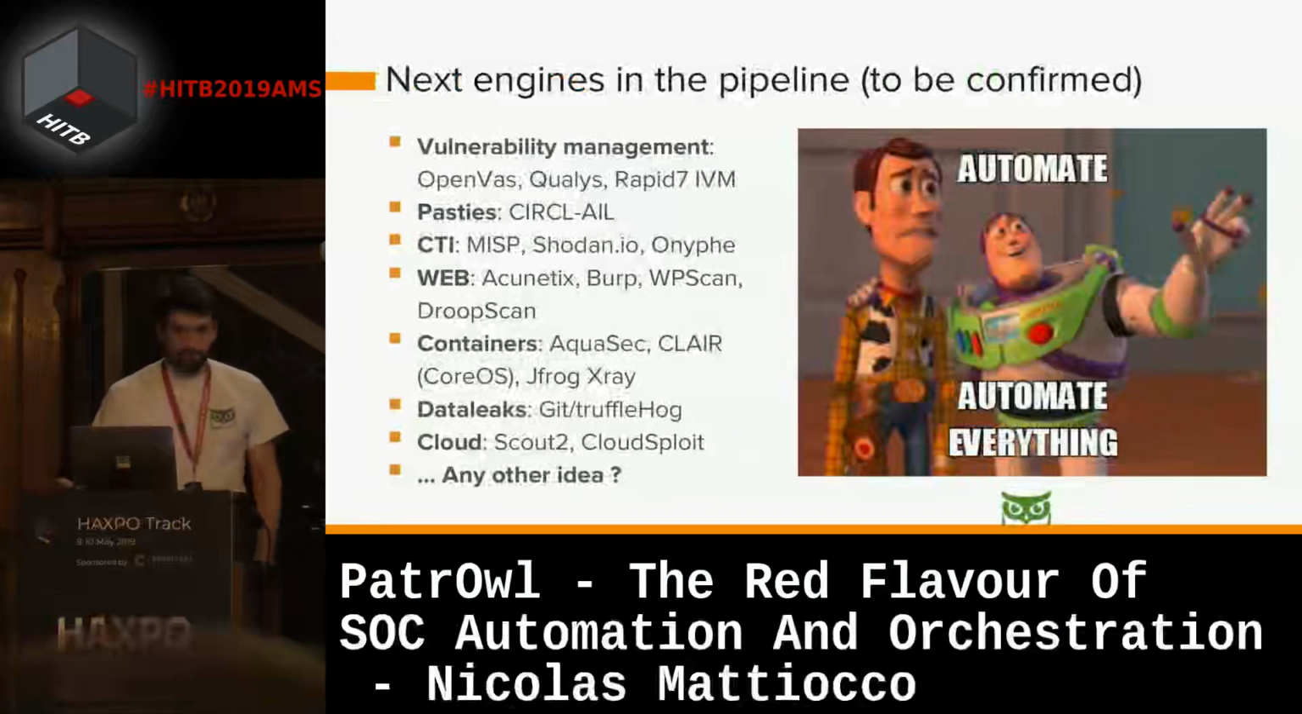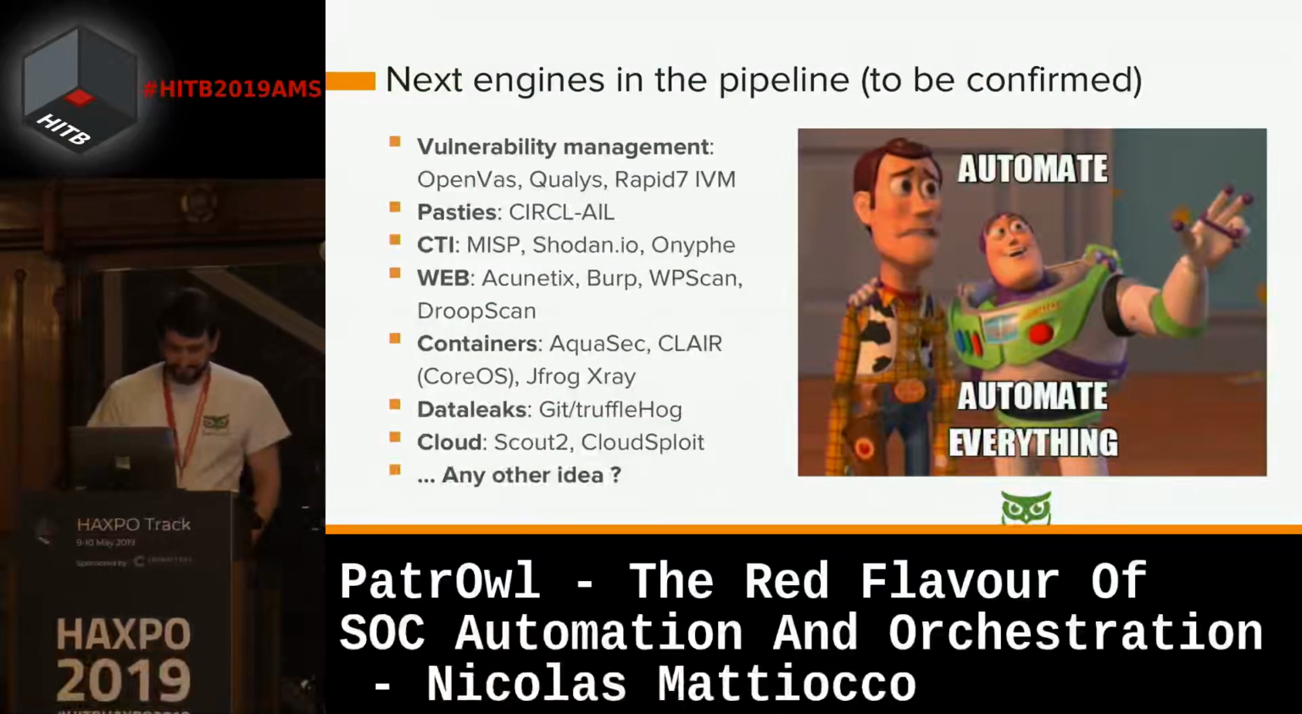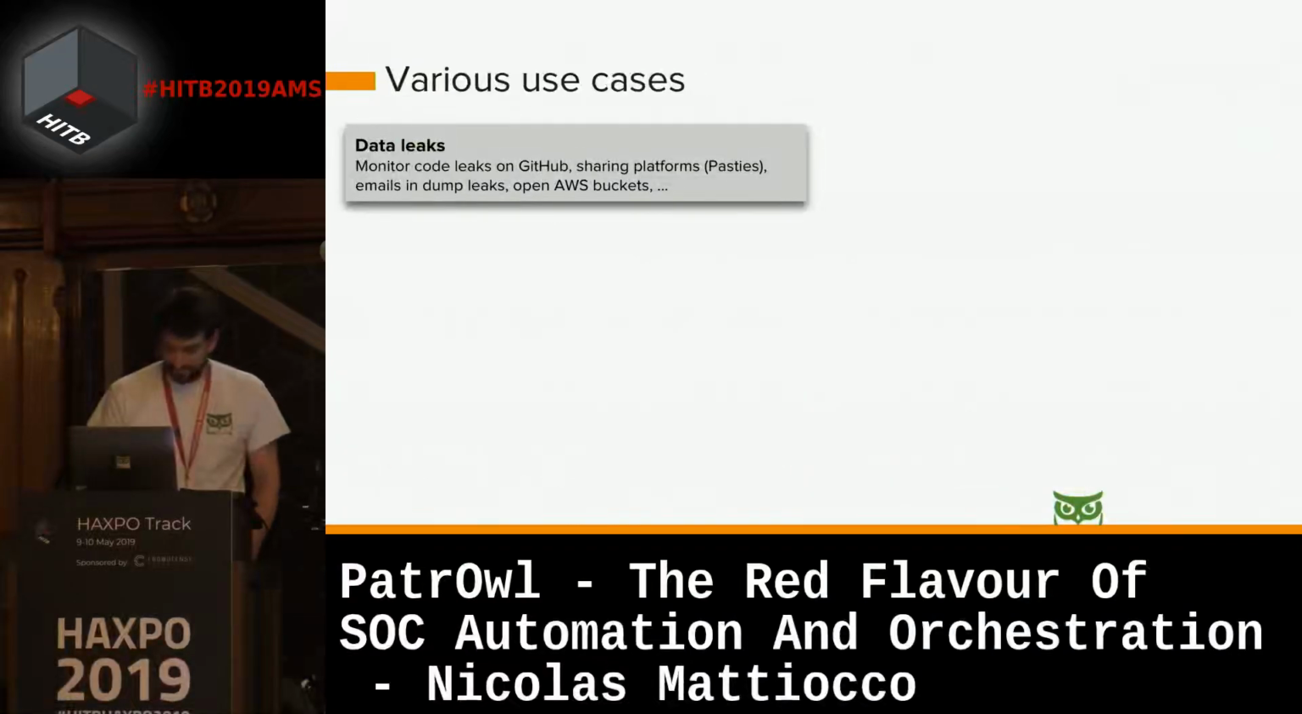We have, of course, a lot of ideas for engines: OpenVAS, MISP, Shodan, and so on. And the next challenge will be the cloud. For us, we want to make engines to check conformity on AWS, Azure, and GCP. First, using existing tools, and create our own in a few months.